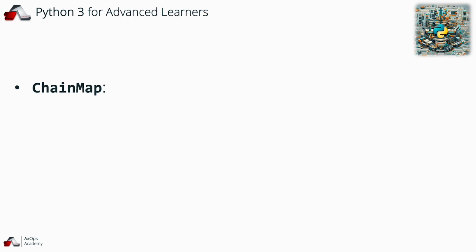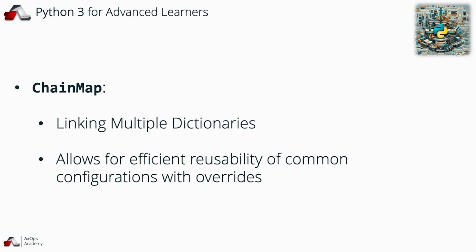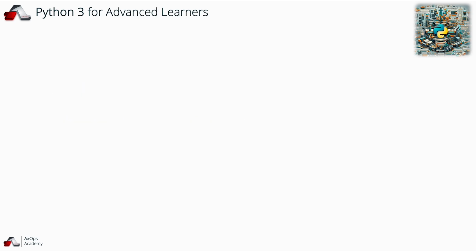Let's now talk about ChainMap. This is a dictionary-like class that can link multiple mappings like dictionaries into a single updatable view. It searches through the mappings in order and allows for efficient reusability of common configurations with overrides. For instance, in stock price anomaly detection, ChainMap can be used to link default algorithm parameters with user-provided parameters, creating a unified view of settings. We'll explore this use case in the hands-on to follow.